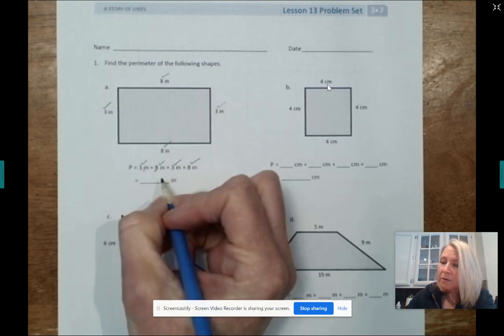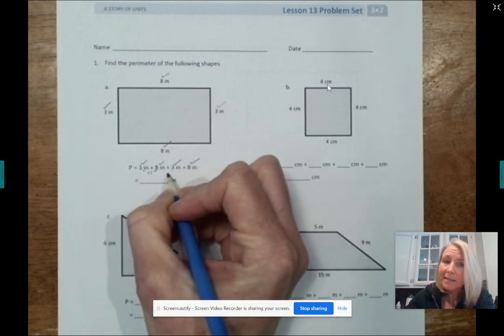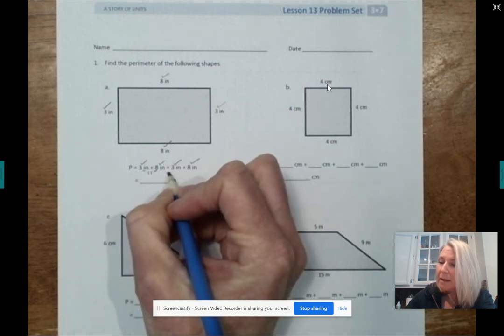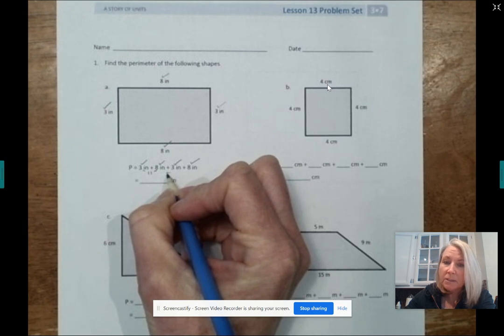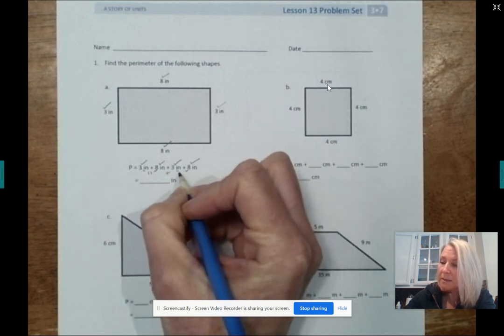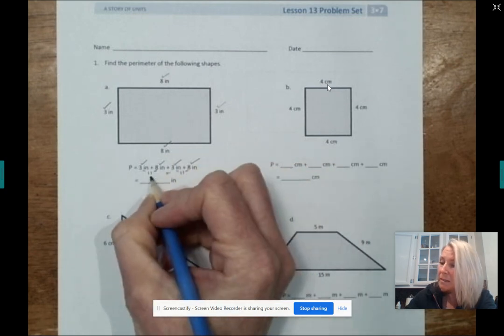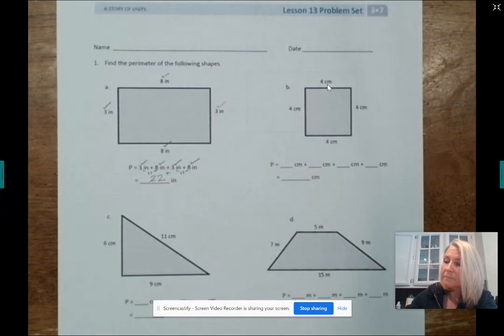If we go 8 plus 3, that gives us 11. I'm going to write kind of tiny in here. I pull down my operation because I'm still going to need to do that to whatever is on this side, which is another 8 plus 3. So I have an 11 plus an 11, which gives me 22 inches. Okay, so that is the calculated perimeter of the figure.